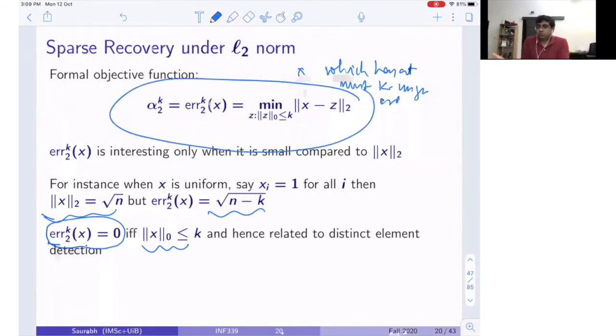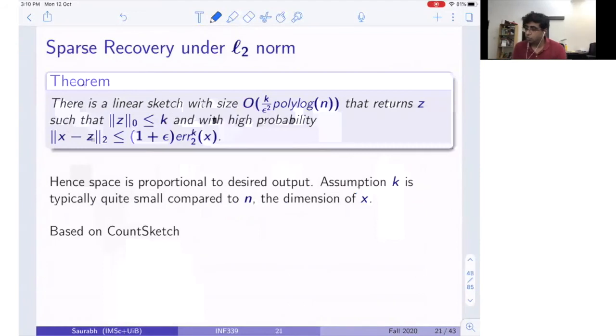I mean, I have taken minimization. So this is my error term. I cannot do better than that, right? Any algorithm can only do as good as this term because I'm ranging z over all possible vectors that have at most k ones. Now, if you notice here, space is proportional to the desired output. And the assumption is that k is typically quite small compared to n, the dimension of x. And this will be based on count sketch.